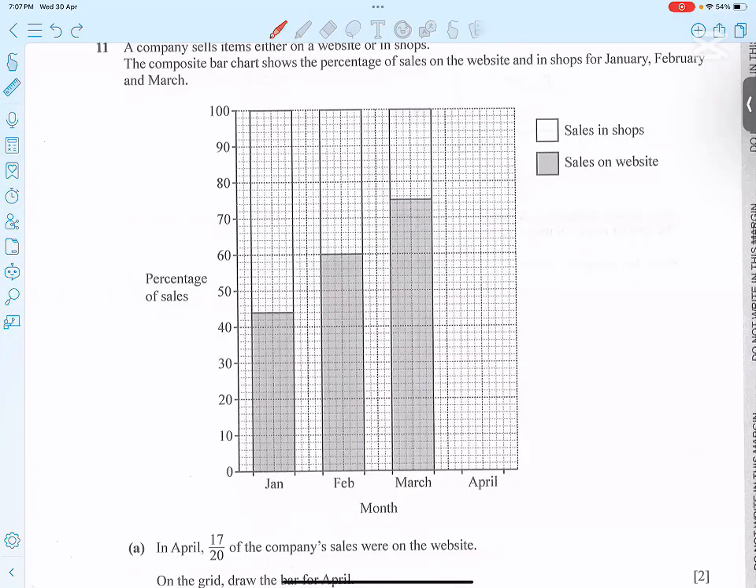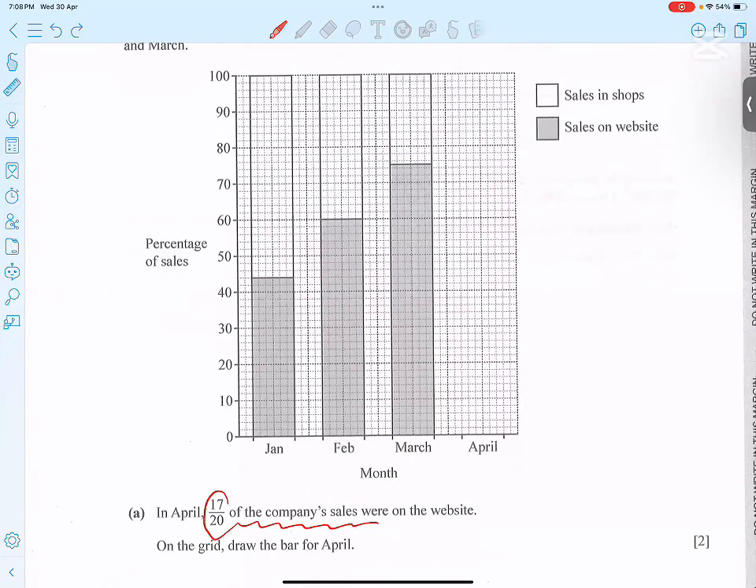So what is he saying here? He's saying 17 over 20 of the company's sales are on the website in April. Draw the bar graph of April. So let's try to do it. What is 17 over 20 times 100? Because we're looking for the percentage. When I multiply, the twos and fives cancel: 7 fives are 35, 3 carry, 85%. So 85% is the website.